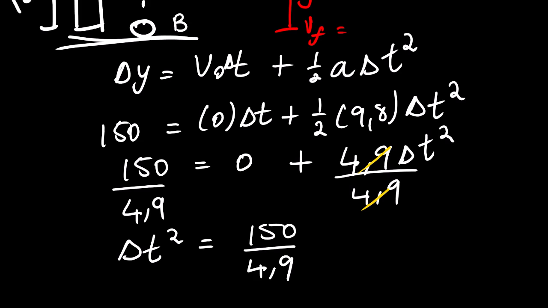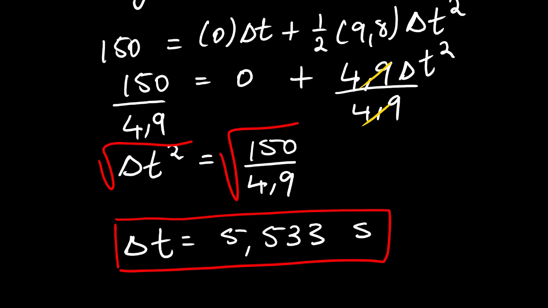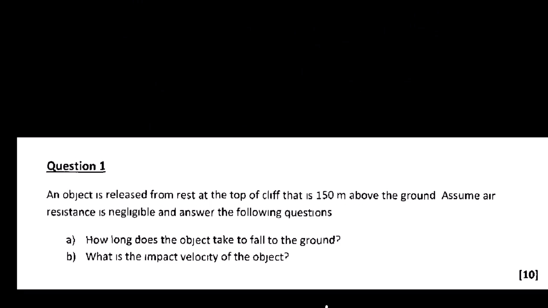So we need to remove the power 2, so we take the square root of both sides. Even if you can put plus minus, remember that time cannot be negative. So we are going to consider the positive time. So change in time equals the square root of 150 over 4.9. We have 5.533 seconds. So this is the first answer to the first part of the question. So how long does it take?